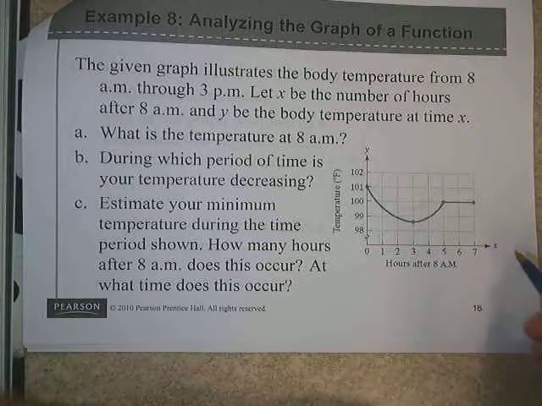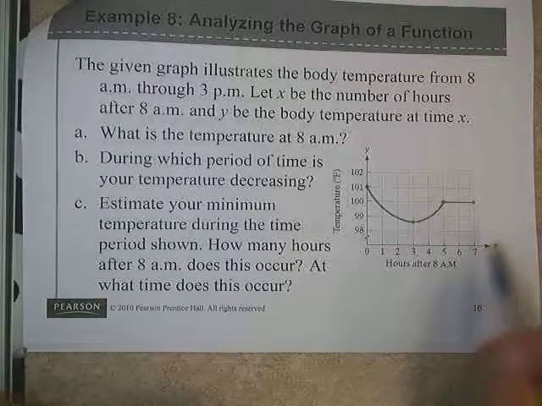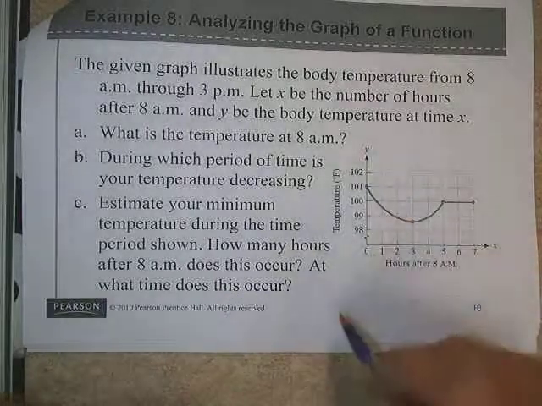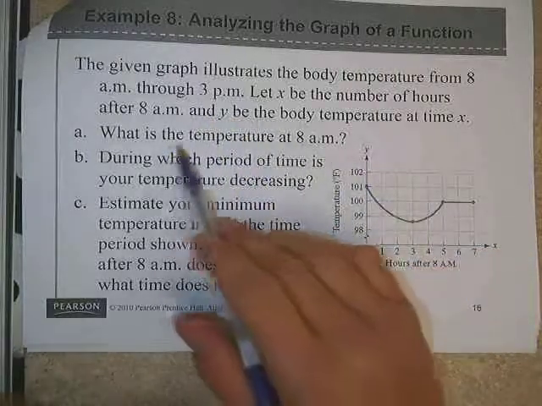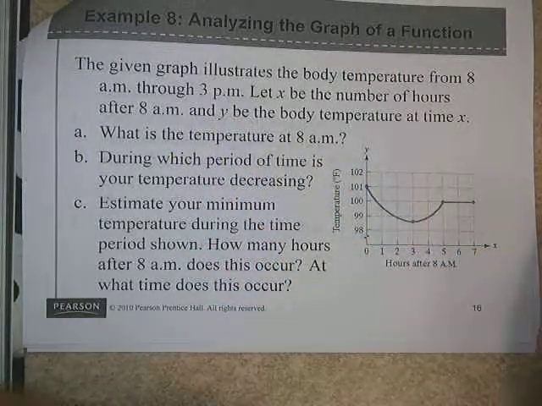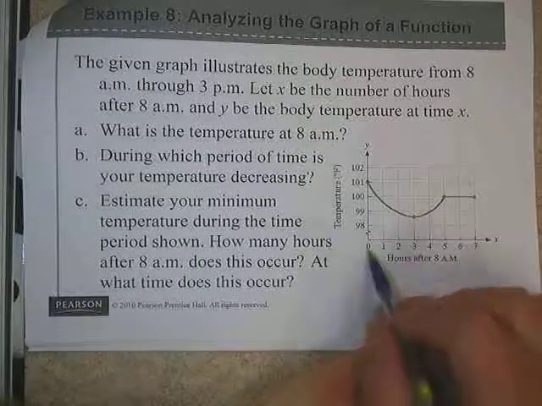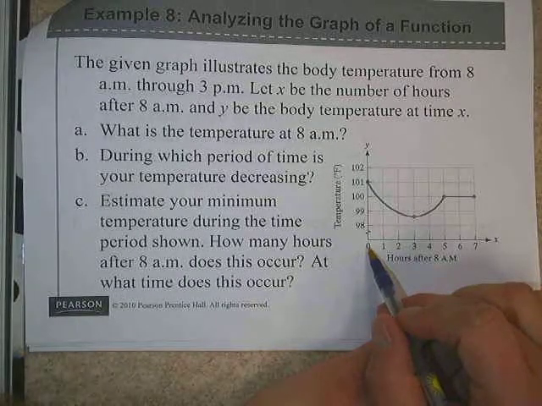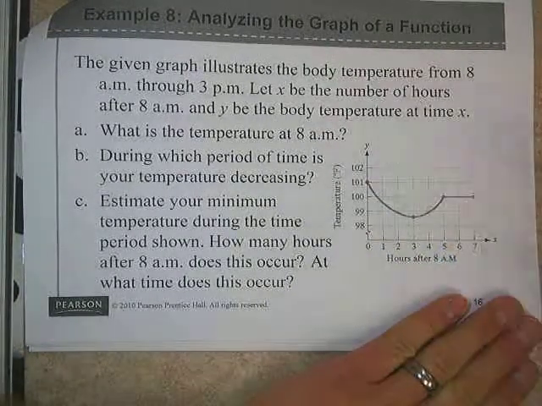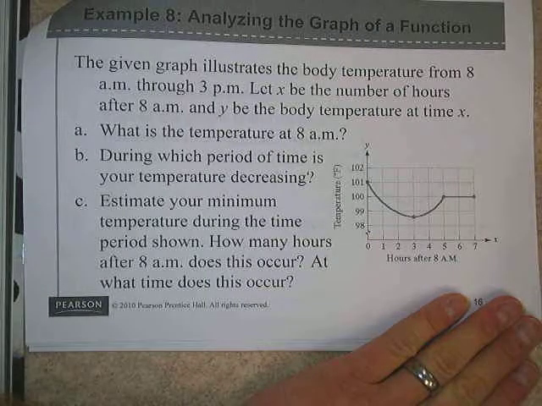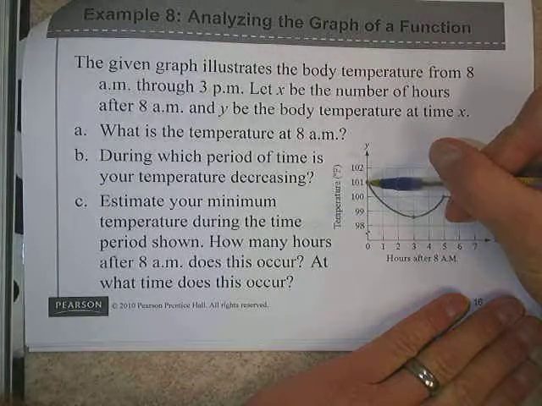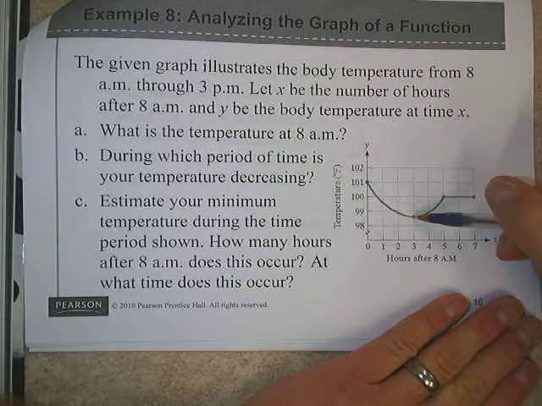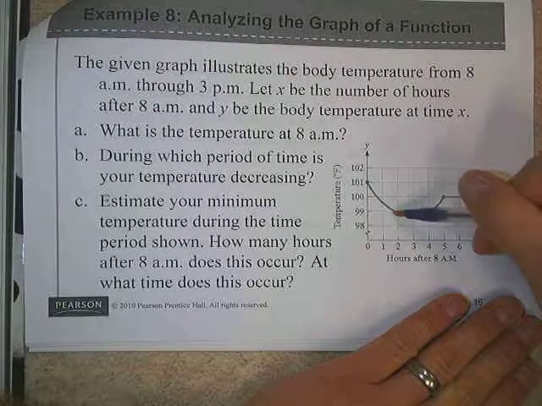Alright, finally, let's take a look at a graph here, dealing with analyzing some graphs. In this particular case, the graph illustrates the body temperature from 8 a.m. to 3 p.m. We have some different body temperatures, hours after 8 a.m. So x is the number of hours after 8, y is the body temperature, and we want to know what is the body temperature at 8 a.m. Well, at 8 a.m., remember, is time 0. That's our starting time. So we can see that the answer to that, of course, is 101.